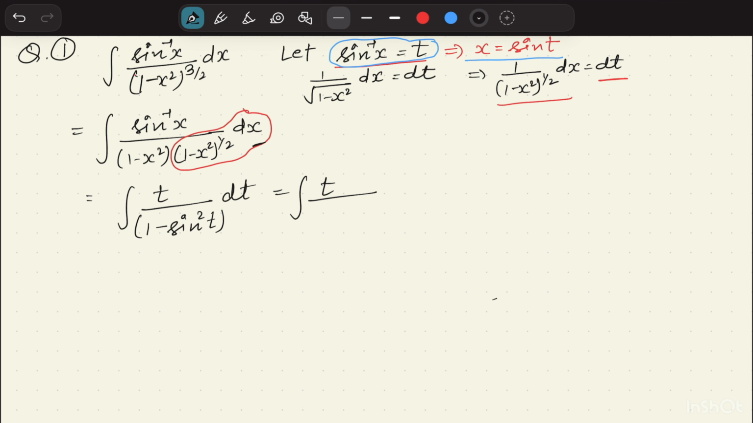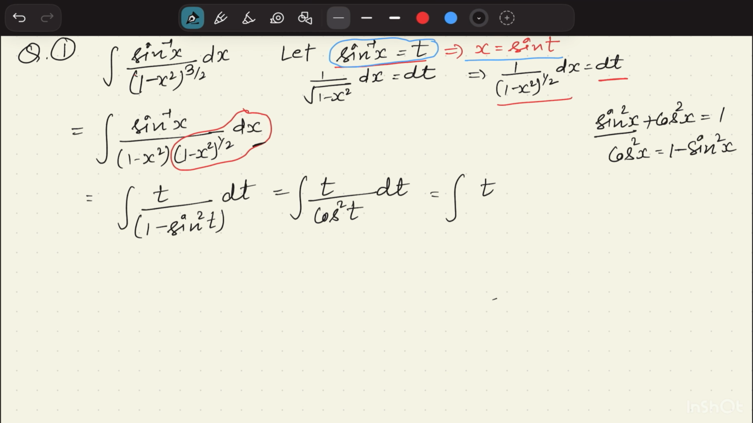Now 1 minus sine square t is equal to cos square t. How do we know this? We know one equation, that is sine square x plus cos square x is equal to 1. So if we take this sine square x to the right hand side, we will get cos square x is equal to 1 minus sine square x. So we can put these values in our integration, that is t sec square t dt, because we know that 1 upon cos square t is equal to sec square t.